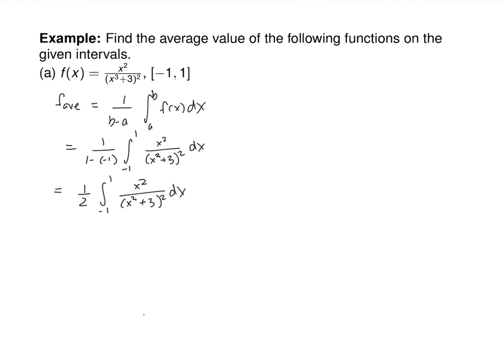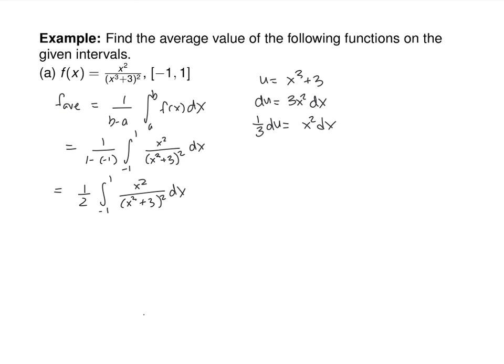Now, I thought for a second this function might be even because of the symmetric interval, but that x cubed in the denominator kind of ruins that. This is not going to be an even function. You can check by plugging in negative x, but it unfortunately is not. So just make a regular substitution. Probably going to try to substitute for the stuff in the denominator. So u is x cubed plus 3. du is 3x squared dx. We just have x squared dx, so 1/3 du equals x squared dx.